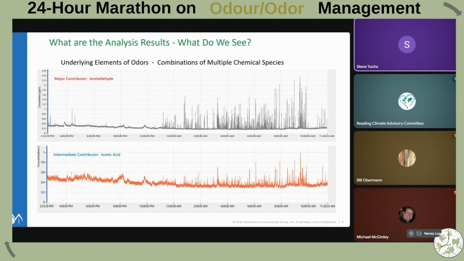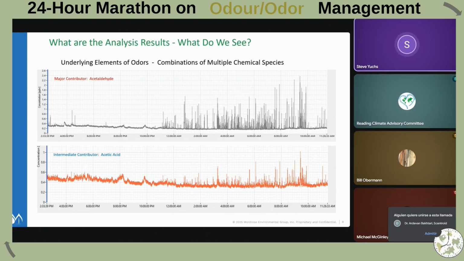And then if you dig into this a little bit deeper, you'll see another contributor is acetic acid. You can see right in this area around 11 o'clock, midnight, there is a wind shift. So you can see that we start seeing some more stuff later. That's common, especially in these coastal areas.